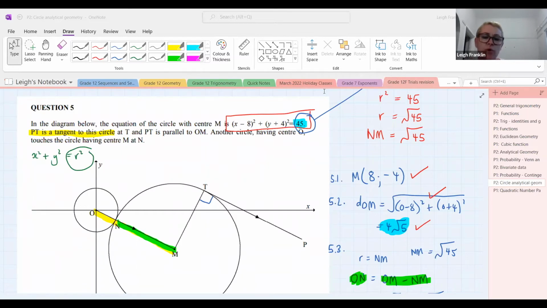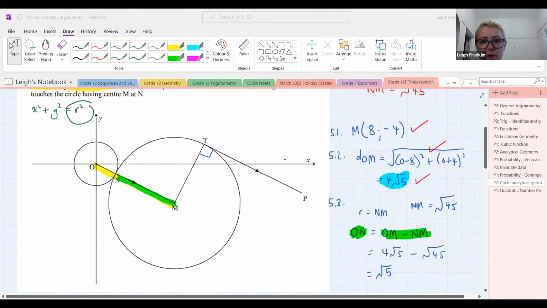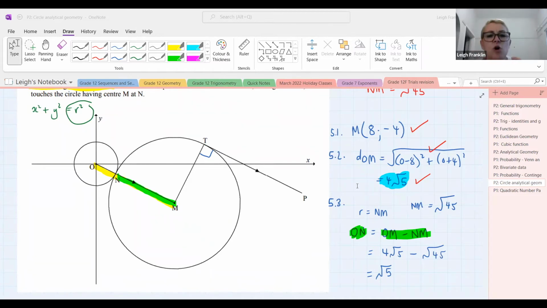I worked out the length of OM because of what reason? How is this information going to help me answer the next question? Especially in paper 2. So we know that OM was 4 root 5. We worked it out in 4.2. And if we take away the radius of the larger circle, aka NM, then the little bit left over is ON. So that's how we did it.